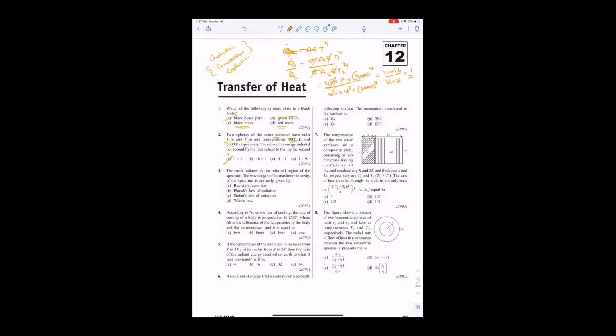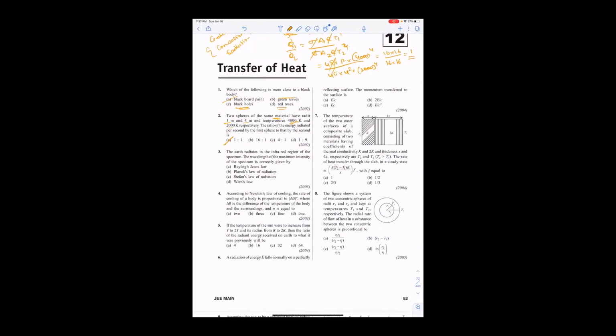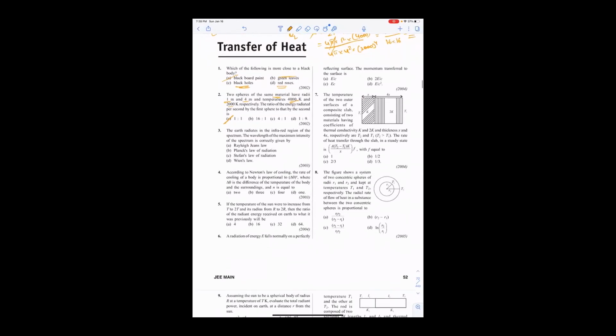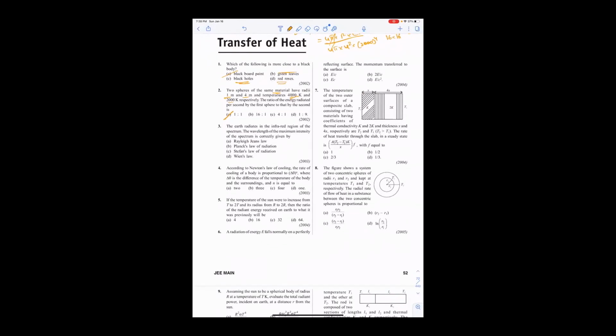Third one, the Earth radiates in the infrared region of the spectrum. The wavelength of the maximum intensity of the spectrum is correctly given by. If you remember the formula, Wien's displacement law, lambda T is constant. Lambda is the wavelength, T is the temperature of the body. It is Wien's displacement law.